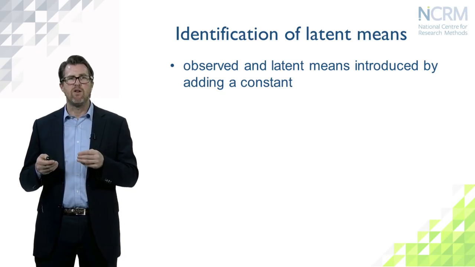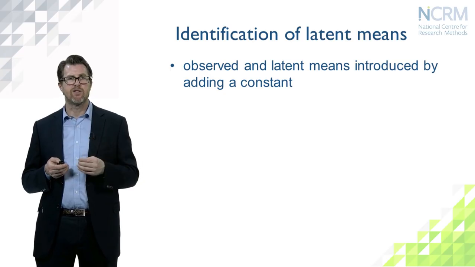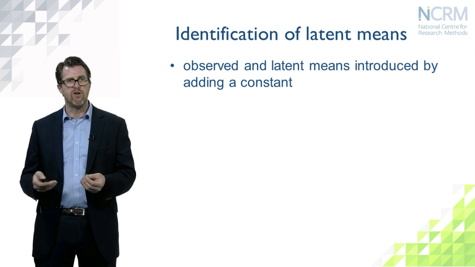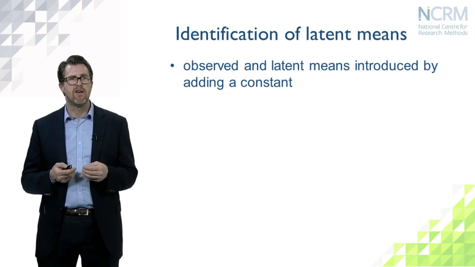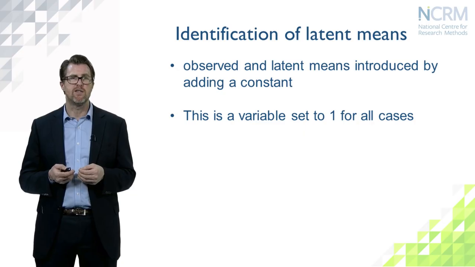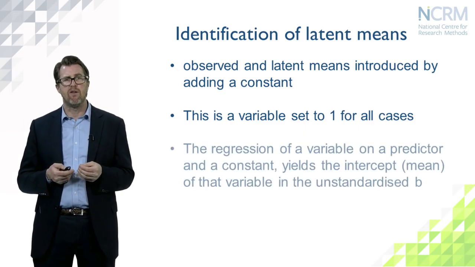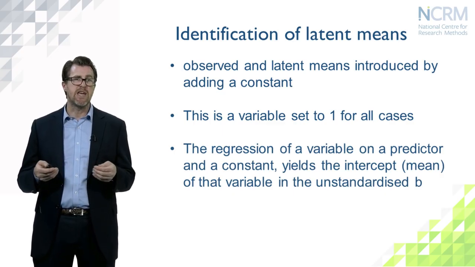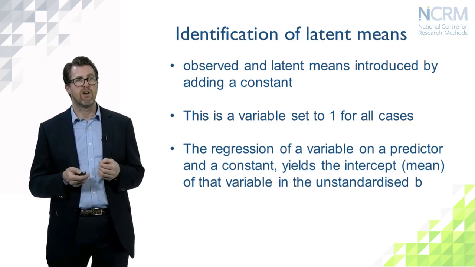Actually, when you fit models in modern SEM software, this isn't a choice that the analyst has to make. It is, if you like, done underneath the hood. But this is the process that is actually implemented: to add a constant which has the same value, 1, for all cases in the model. Now, the regression of a variable on a predictor and a constant will give us the mean of that variable in the unstandardized beta of that regression.